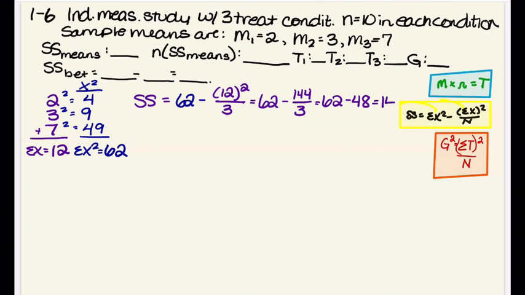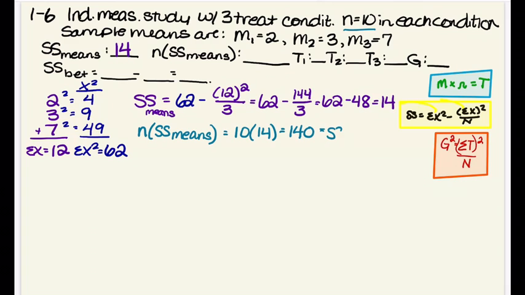equals 14. Next, we are asked to multiply n times the sum of squared deviations of the means, which is going to be our n of 10 multiplied by our SS means of 14, which will give us a value of 140. This should be the same answer that we come up with for the sum of squared deviations between treatments.